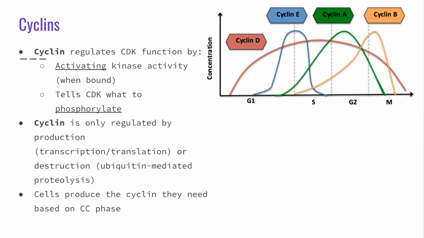So cells produce the cyclin they need based on the cell cycle phase. It basically relies on the concentration of each type of cyclin. So for example, you'll have G2 cyclins, the green one, present during G2 phase that will bind to CDK during G2 phase and carry out important processes during G2, such as growth, checking for DNA damage, things like that.